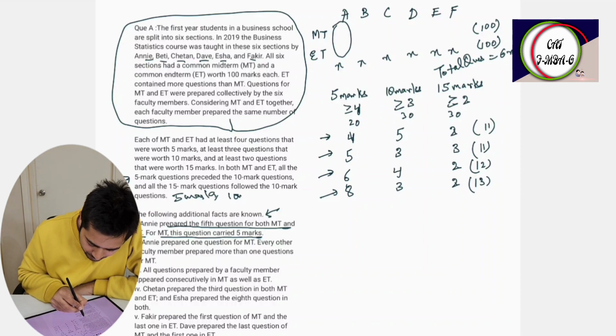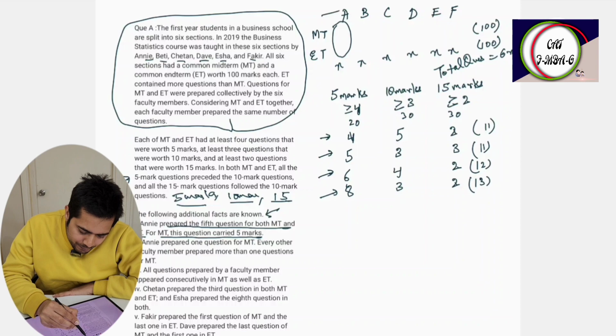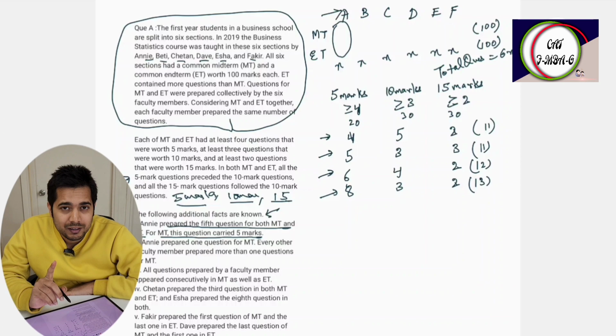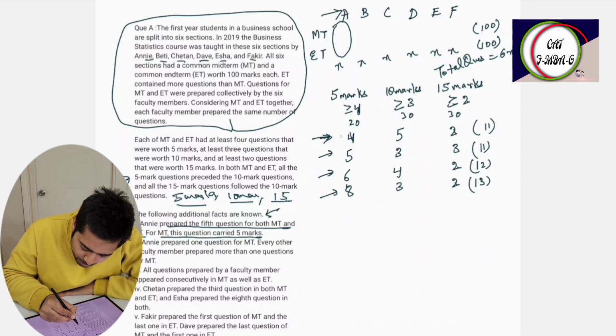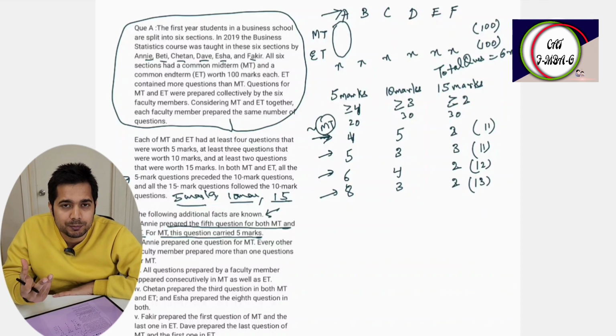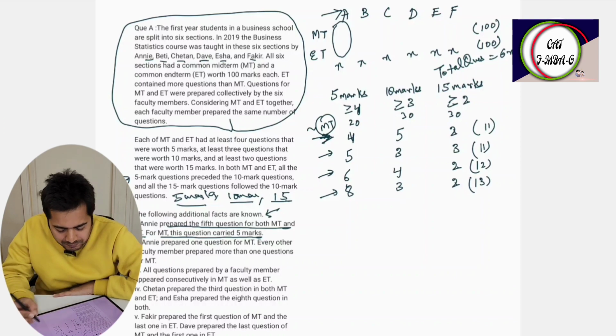Then 10 marks are there. Then 15 marks are there. 5, 10 and 15. Now it is given that Annie A has prepared the fifth question for both MT and ET, and for MT, this fifth question carried 5 marks. So this point cannot be MT, because MT will have at least a 5 marks question, because the fifth question is prepared by Annie for MT and ET, and the fifth question carried 5 marks. So this cannot be MT.